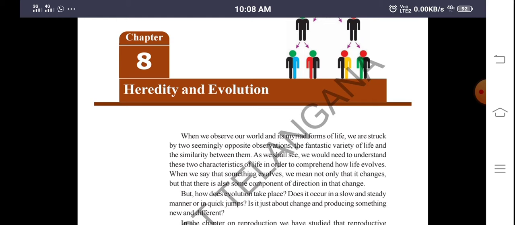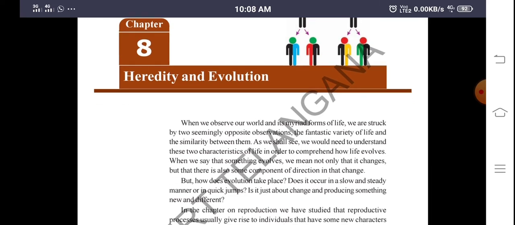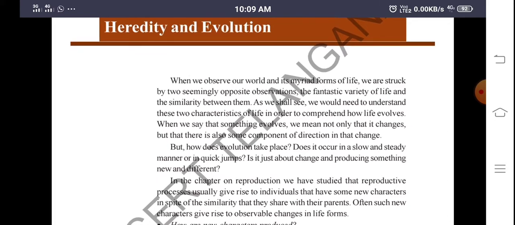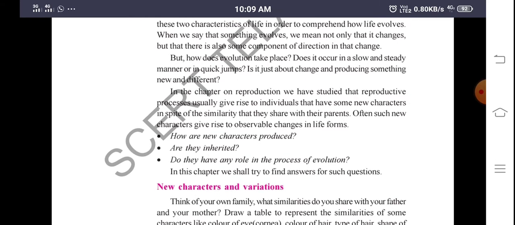Evolution is of two types: retrogressive and progressive. These types of evolution we will discuss later. Now let us discuss heredity. How are new characteristics produced, or how are they inherited? Do they have any role in the process of evolution? In this chapter we shall try to find answers to these questions.